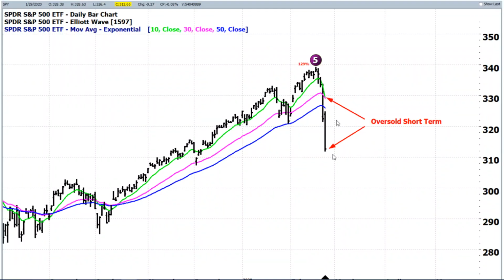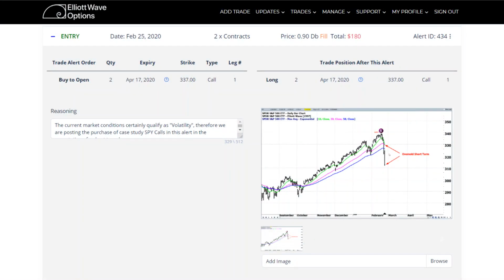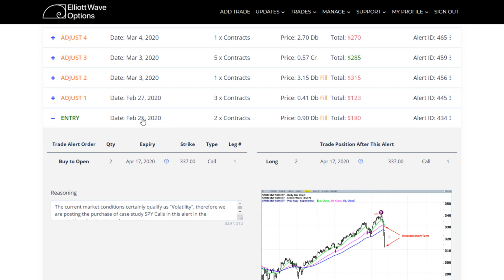You know the rule. No security in any time frame gets very far away from its 10-day moving average, so we were oversold here short term, so we sent out the calls expecting a bounce back. Not a whole rally, we were just looking for a bounce back towards that 10-day moving average. So that was on the 25th.